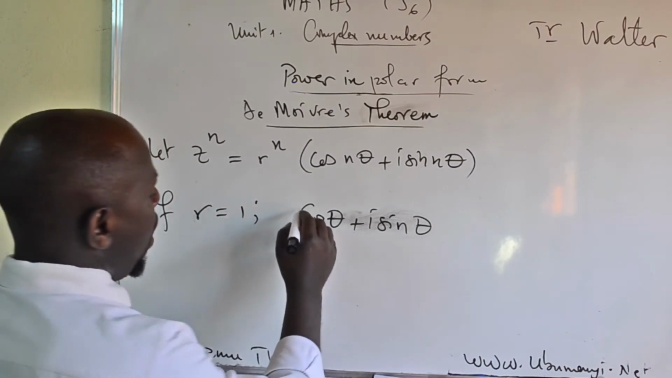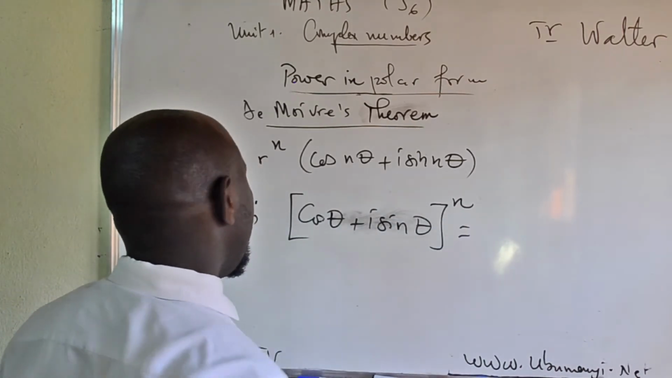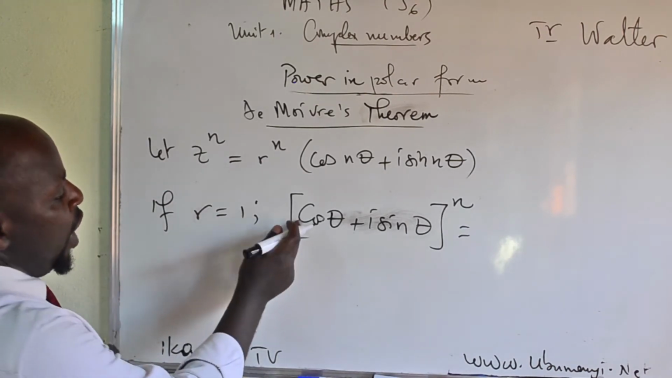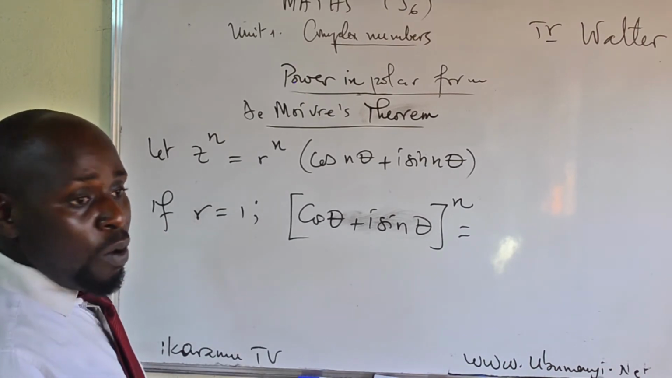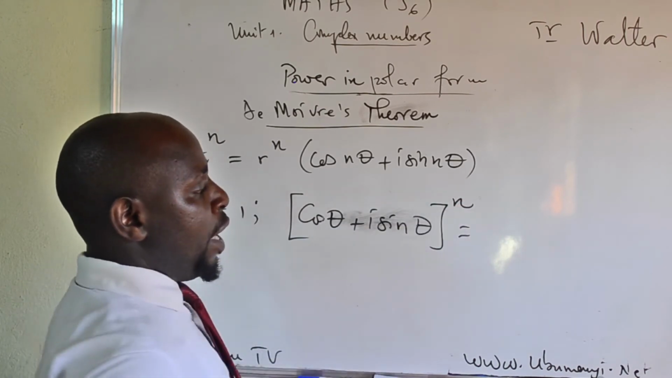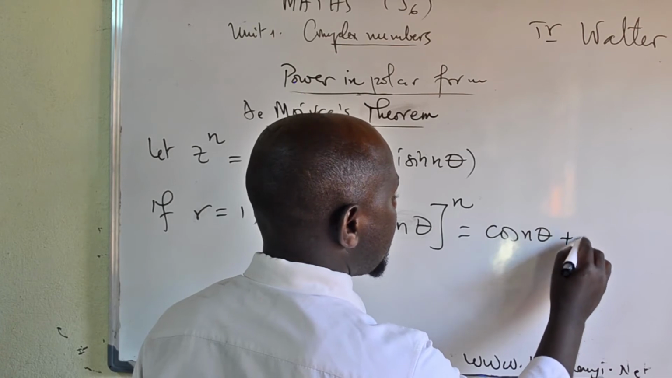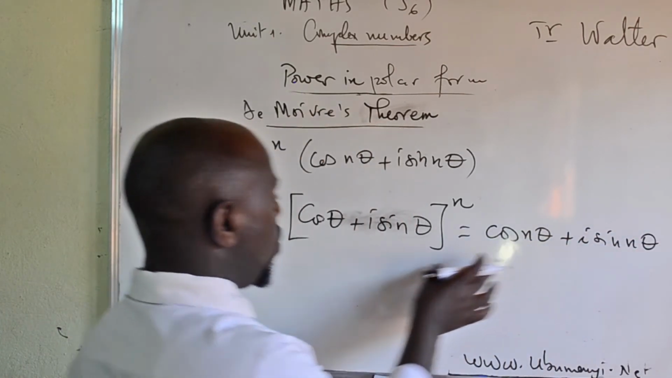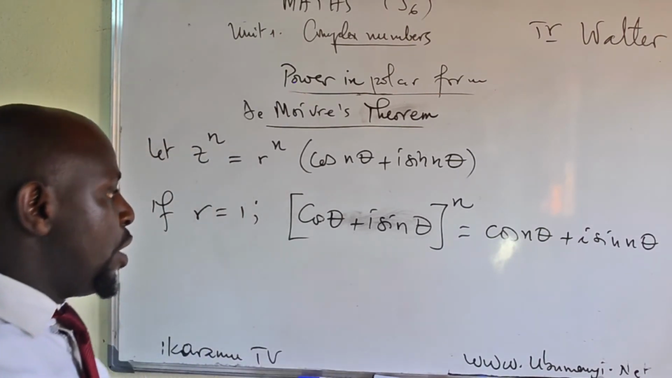So if now r is 1, we get De Moivre's theorem. If r equals 1, of course here there is no r. It will be 1 power n, and it will always be 1, obviously. So if we are now finding this power n, we shall get that this will be equal to cosine n theta plus i sine n theta. This is what we call De Moivre's theorem, and we shall see where we use it from.